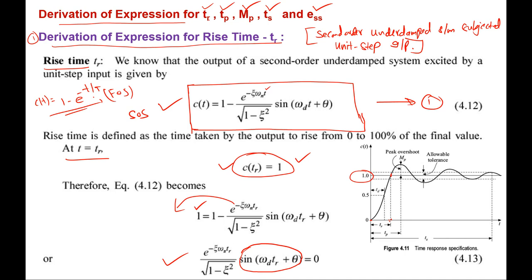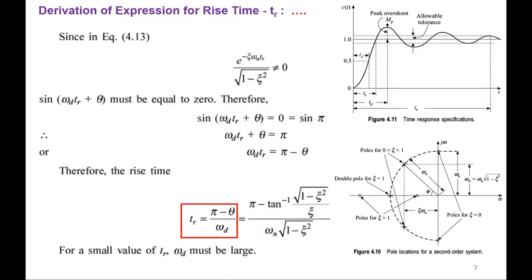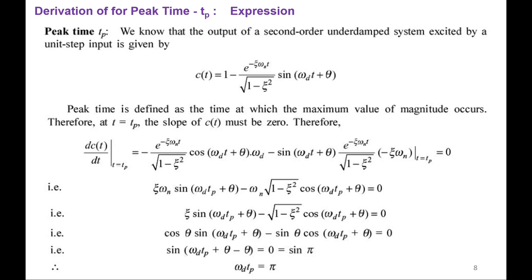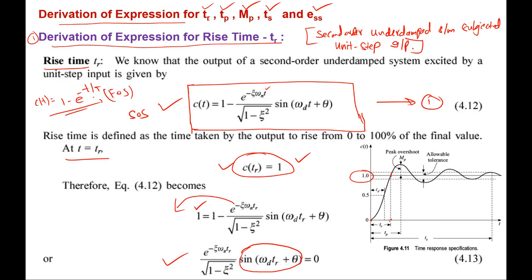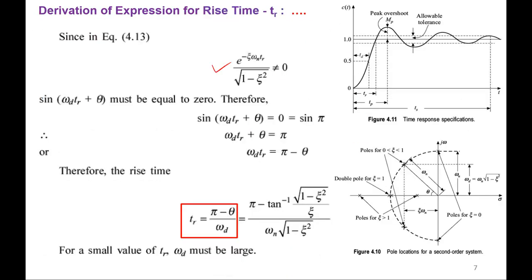So in the next slide, we will equate this to 0 because you can observe at time t equal to 0, the response is rising slowly but there are no oscillations. Is there any oscillation here? No. So we will equate sine of omega d TR plus theta equal to 0. Yes, the first term cannot be 0, so I have written this. The first term cannot be 0, but the second term, sine of omega d t, must be equal to 0. This I have said. So equate sine of omega d TR plus theta equal to 0.